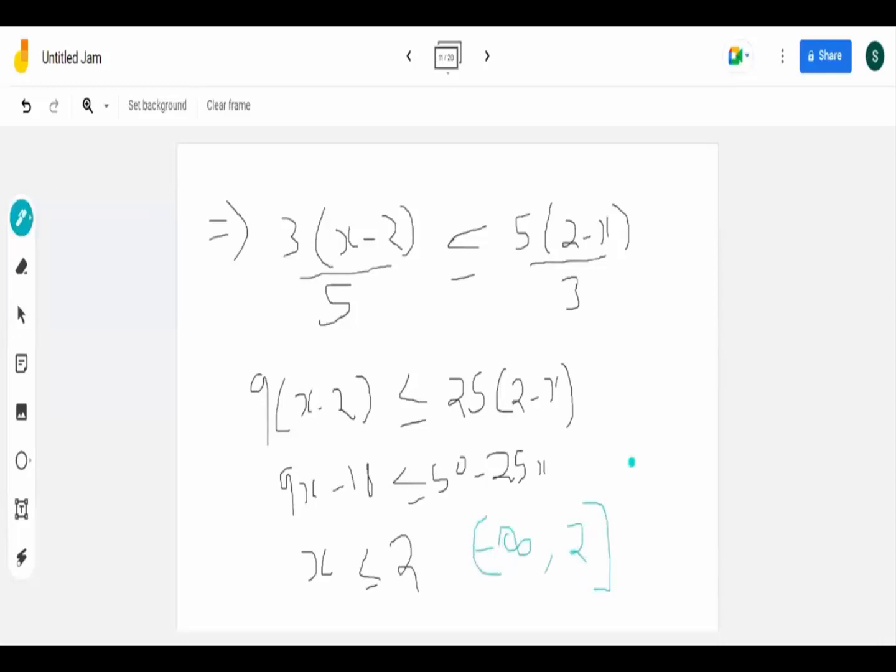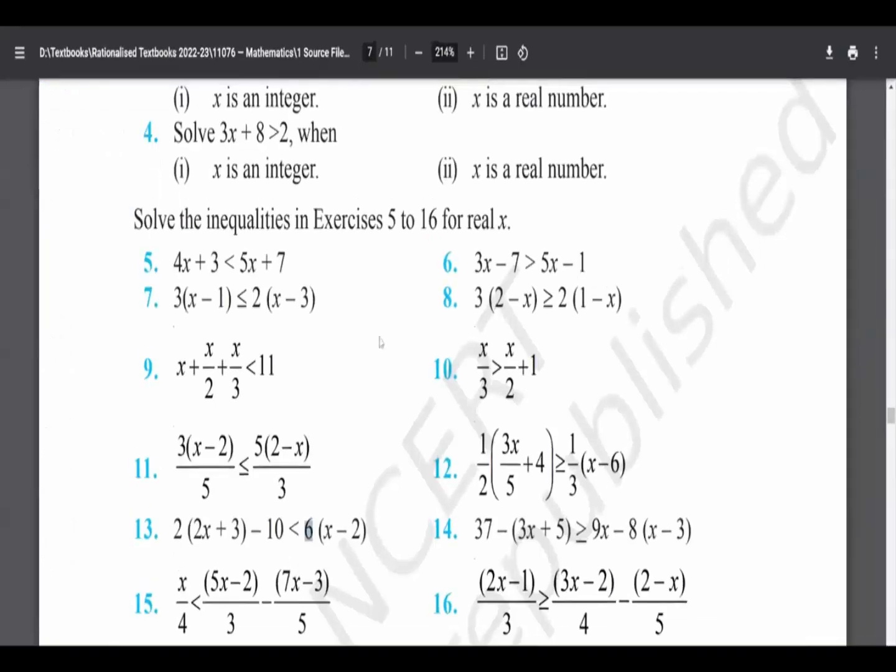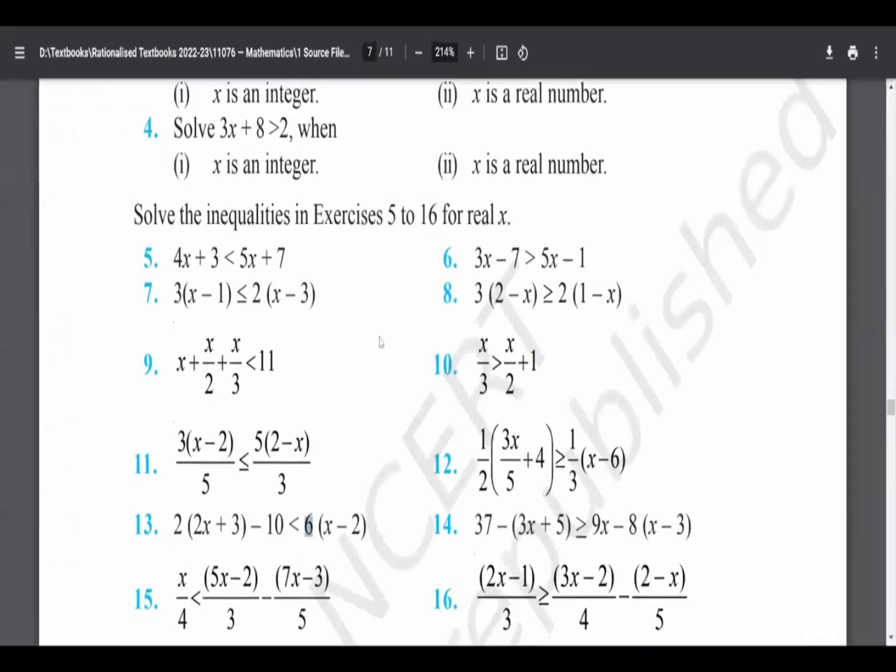You can again see the number line. This is 2. We have to include 2. Draw a dot here. Less than 2 is the answer. So yes, you can get this answer. You can then draw the number line and check the answers. Yes, let us move on to the next question. That is question number 12.